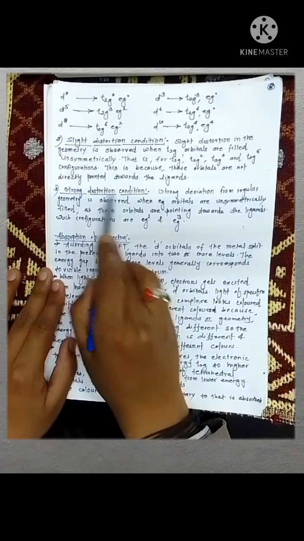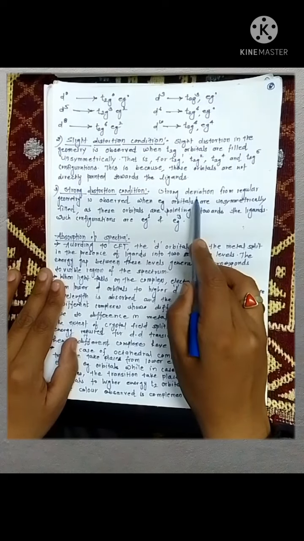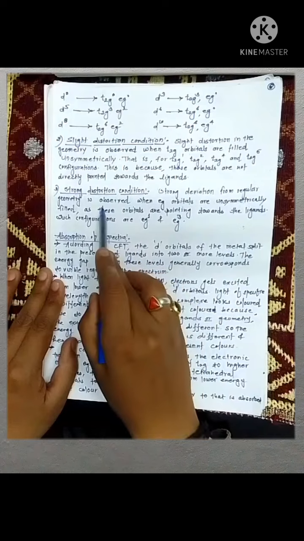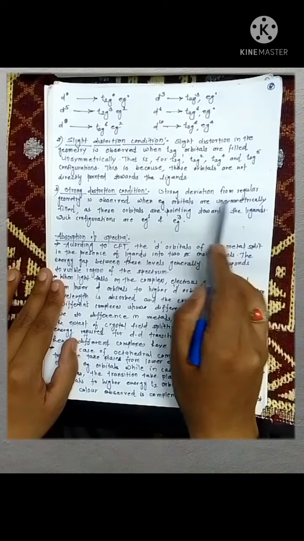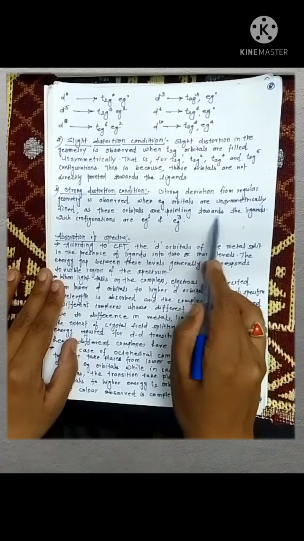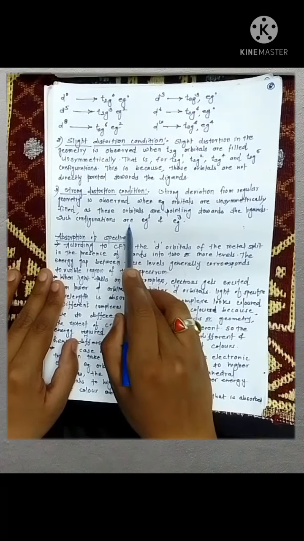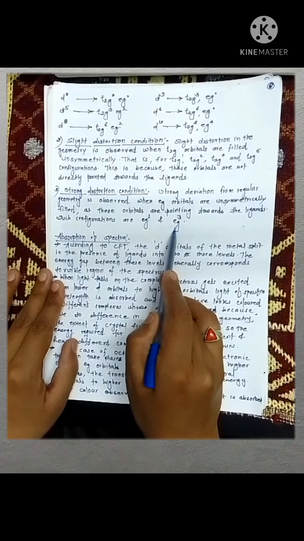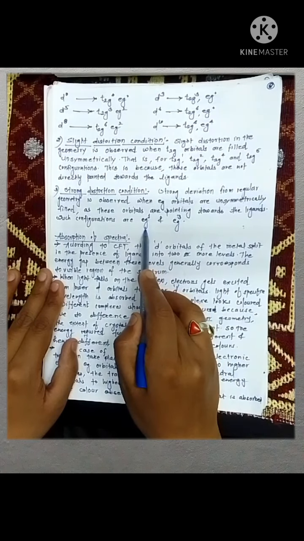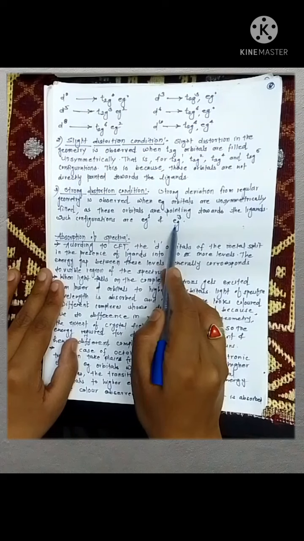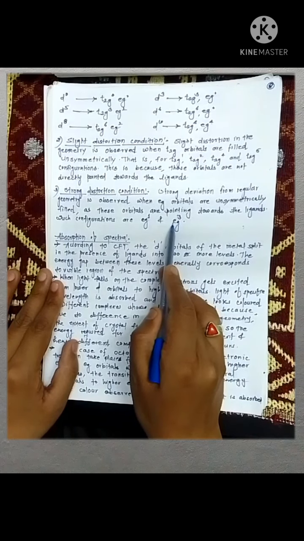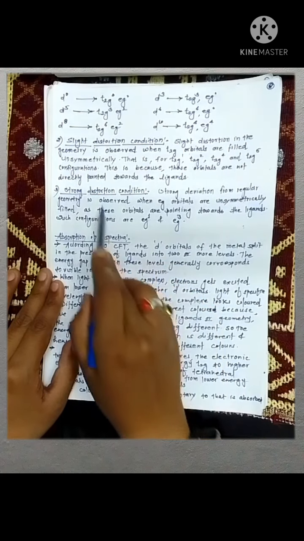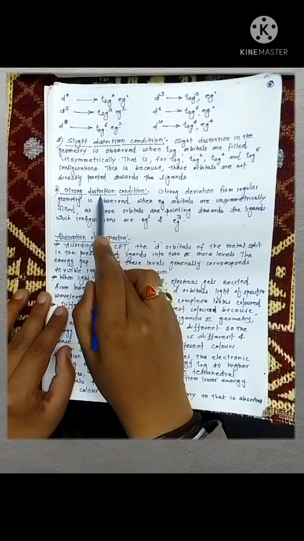Now what is the strong distortion condition? Strong distortion or strong deviation from regular geometry is observed when Eg orbitals are unsymmetrically filled, as these orbitals are pointing towards the ligand. Such configurations are Eg1 and Eg3. If your Eg orbitals have 1 electron or 3 electrons, then this electronic configuration is considered unsymmetrical, and because of that a strong distortion in the geometry is observed.